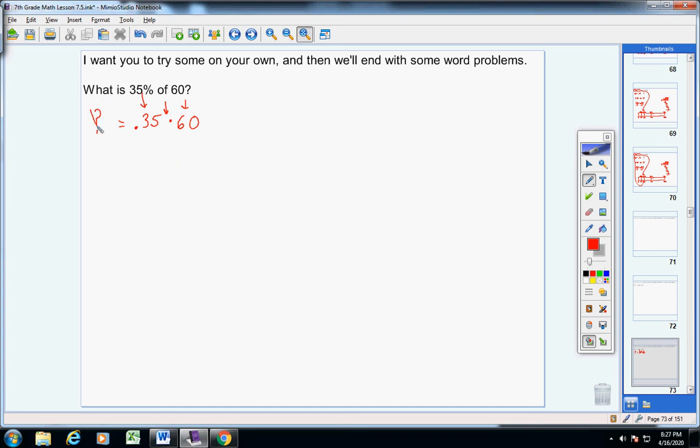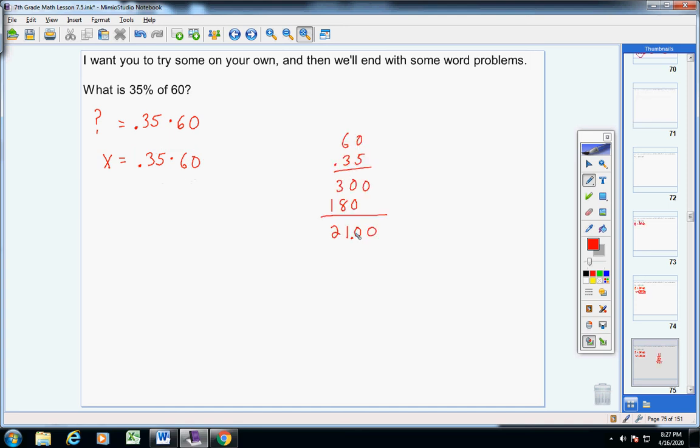Now for the question mark right here, I'm going to put x, okay? And now I have x equals these two numbers being multiplied. So multiply them together. If you do it correctly, you should have gotten that right there, all right? And that is your answer. So that is what I want you to write for your answer. However, I'm going to put it in words so you can see it.